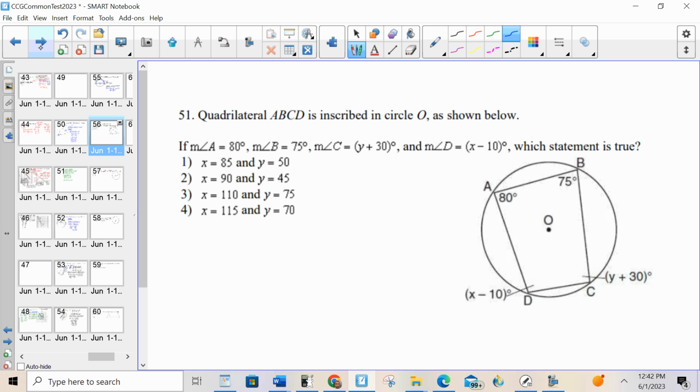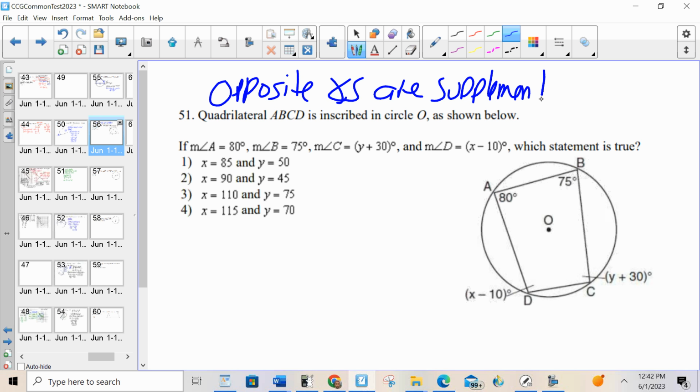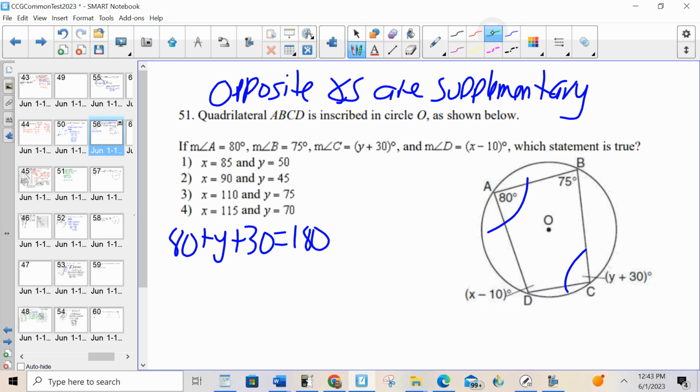Very obscure rule, very simple rule. When I have a quadrilateral inscribed in a circle, the opposite angles are supplementary. So this angle and this angle are supplementary. So 80 plus y plus 30 equals 180. And these angles are supplementary. 75 plus x plus 10 equals 180.